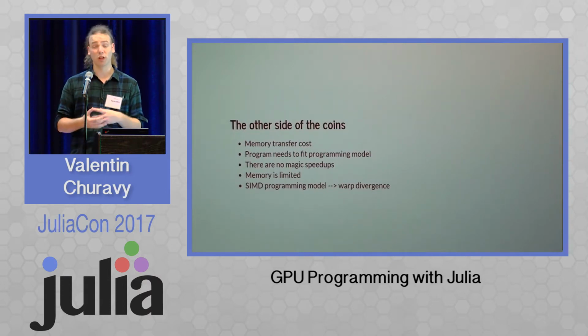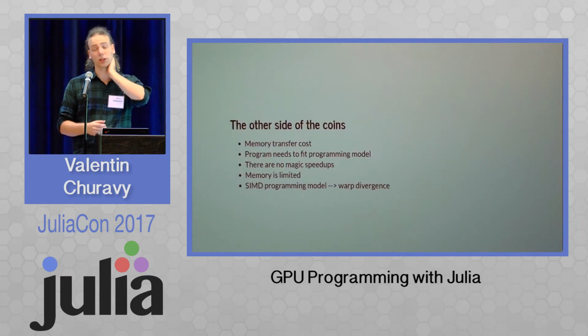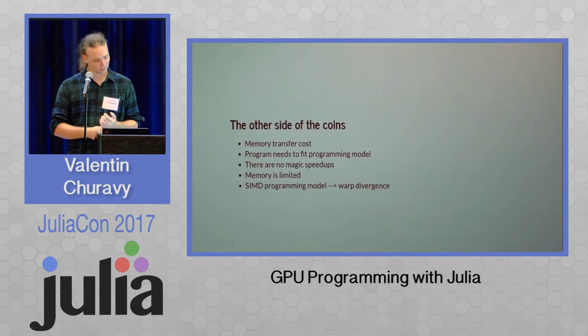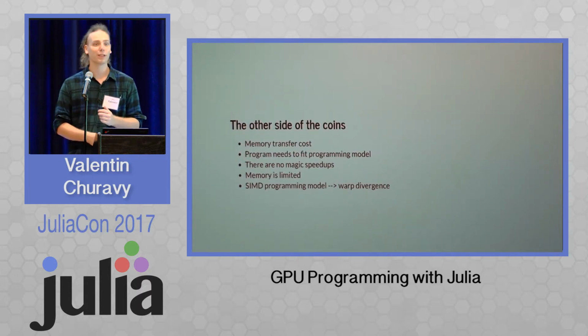Then, of course, the programs actually need to fit the programming model, which is not our traditional one that we are used to for writing CPU code. Then there's no magic silver bullet that just makes the code faster, even though several people are trying to sell you some. They all have downsides, and they all require you actually to restructure your code so that you can exploit parallelism.